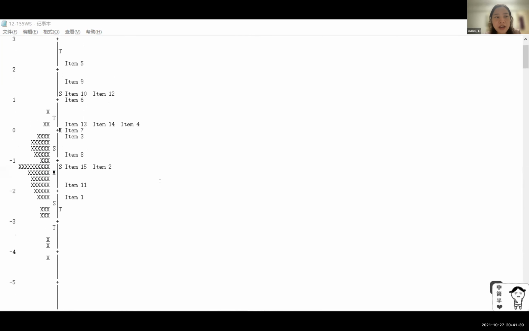So the Arabic numbers 0, 1, 2 refer to the item difficulty, right? The column on the left side, the most left. And these numbers, -1, 0, 1, are the scale. That's the logits. You can use that for both persons and items. So let me give an example.